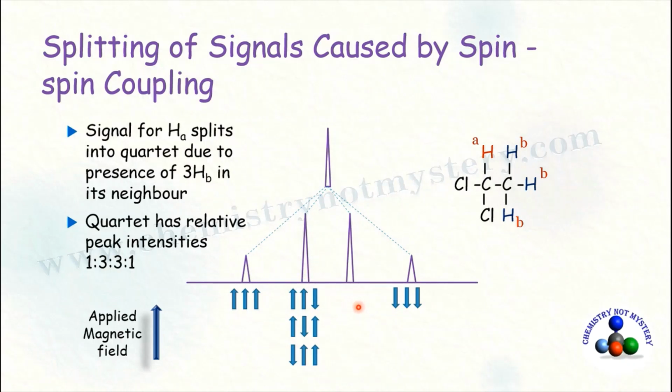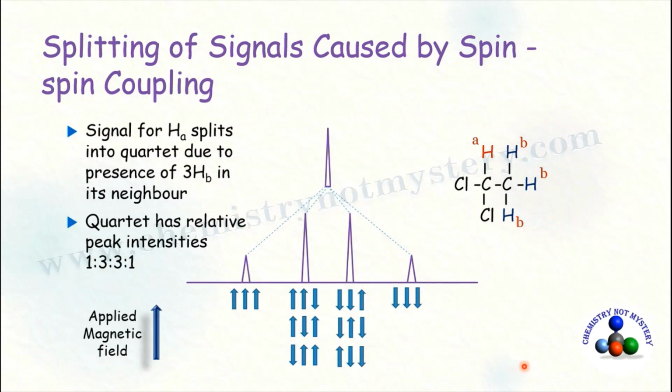And in another possibility, if the magnetic field of either of the two protons lines up against the applied magnetic field. So this is the one possibility, this is the second possibility, and this is the third possibility. In all these three conditions, proton A will give signal at lower delta value. That's why peak intensity depends on the combination of magnetic field of neighboring proton with the applied magnetic field.